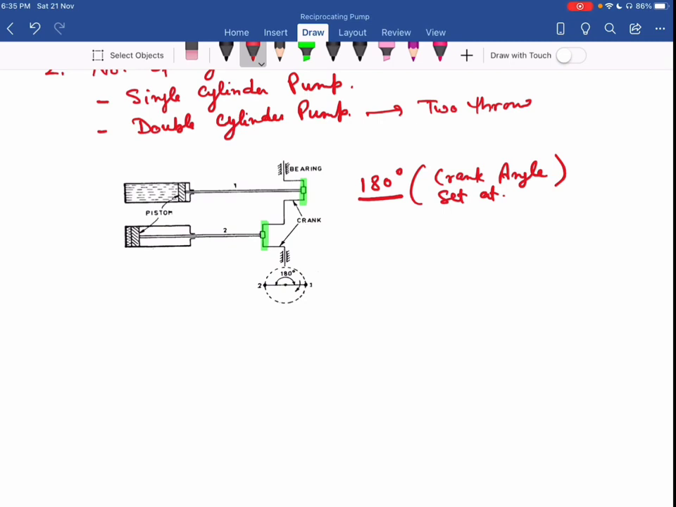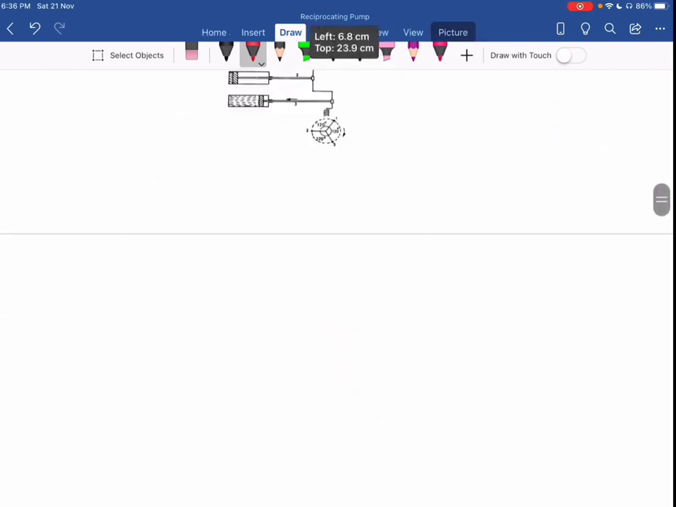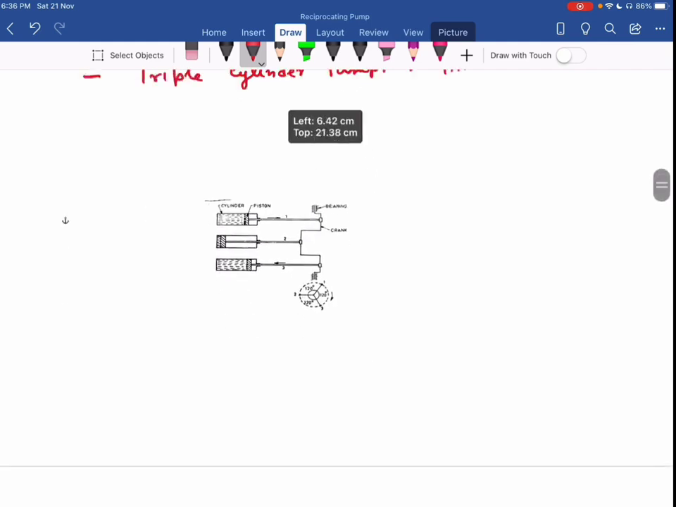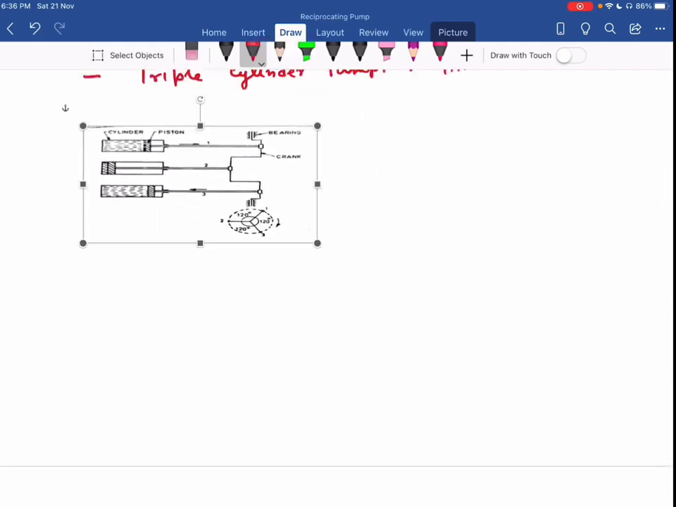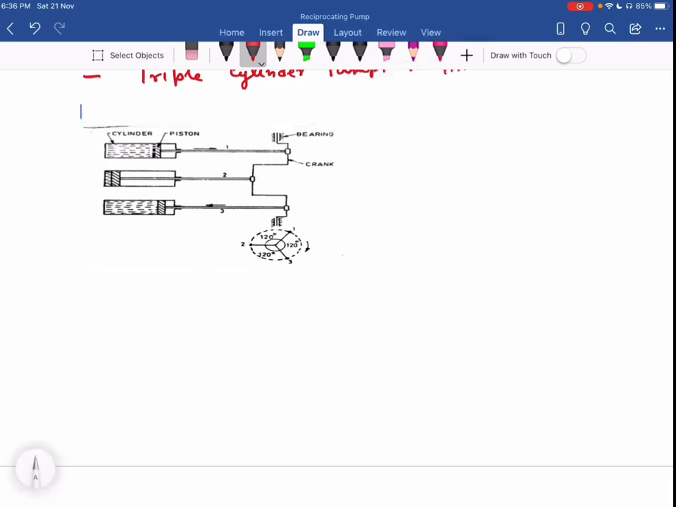Okay. Then next is the triple cylinder pump, which I also call a three throw pump. You can see this diagram for the three throw pump. In this diagram, you can see we have three different cylinders. Each cylinder has its own suction and delivery pipe.